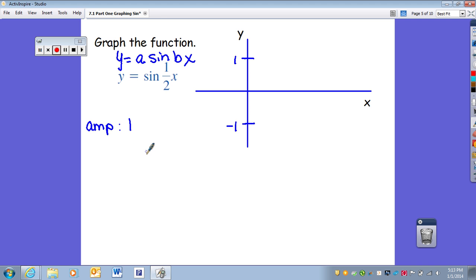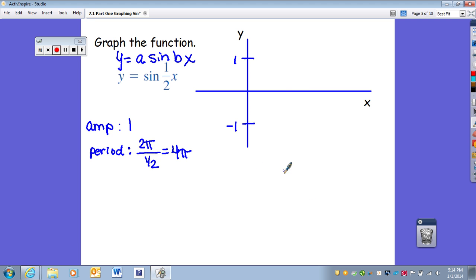Now we're going to take a look at our period. Our period is 2 pi divided by the absolute value of b, and b happens to be 1/2. So when you take 2 pi divided by 1/2, remember that we multiply by the reciprocal, which is 2, and so that's going to change our period this time to be 4 pi. It's going to stretch our function and make it longer.